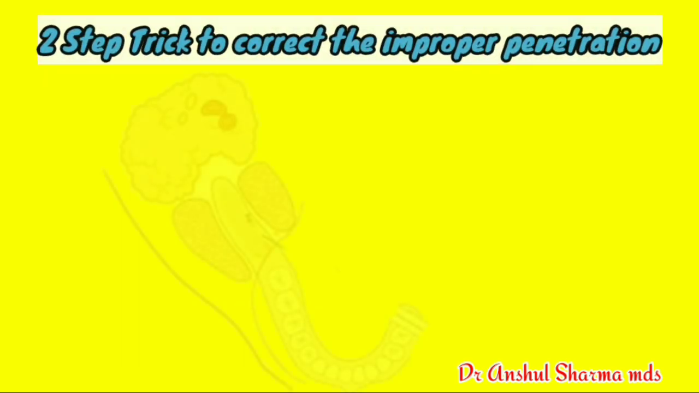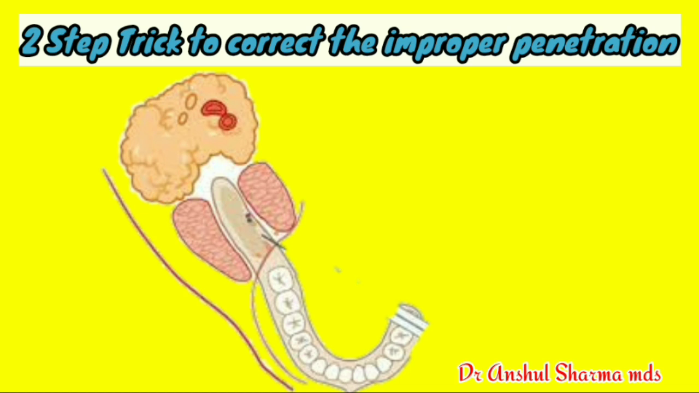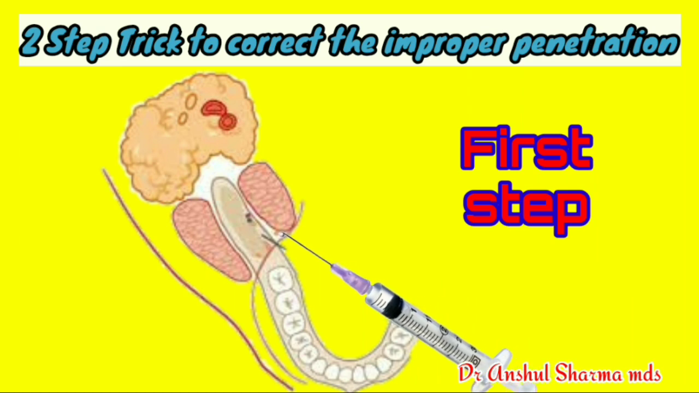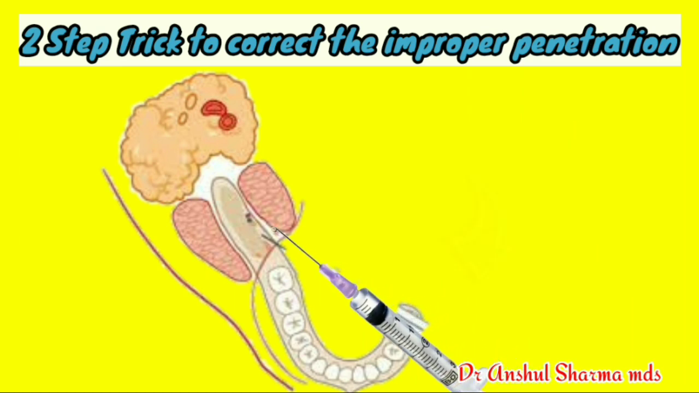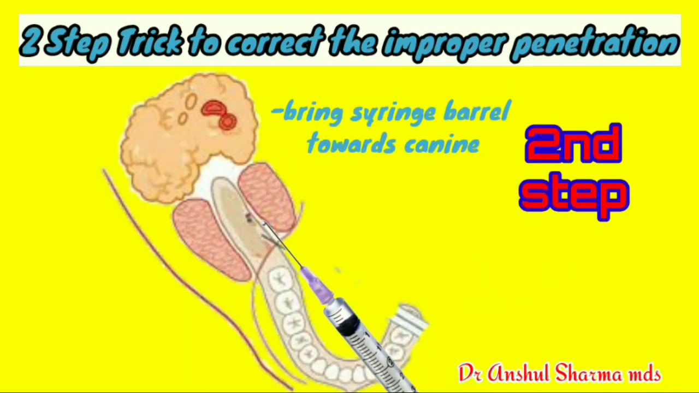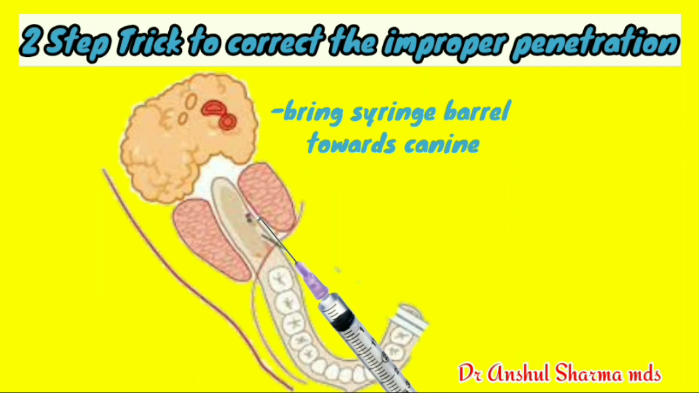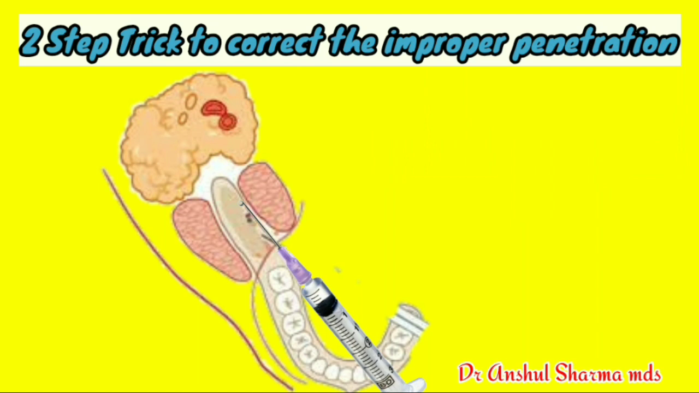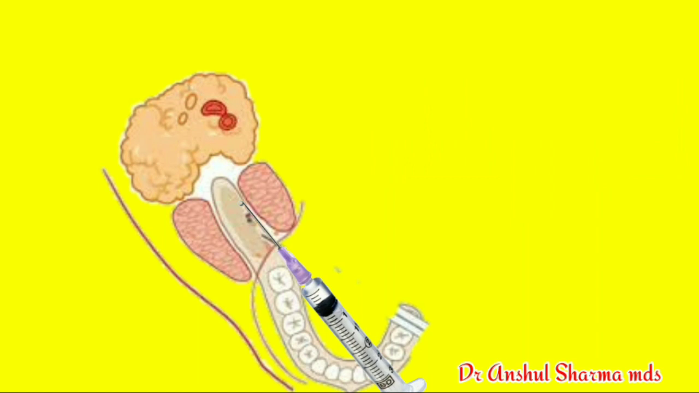Now I will tell you a two-step method to correct the improper penetration. First, withdraw the needle slightly but do not remove it from the soft tissues. Second, bring the syringe barrel around towards the front of the mouth, preferably over the canine or lateral incisor on the contralateral side. Then redirect the needle until a more appropriate depth of insertion is obtained. The needle tip is now located posteriorly in the mandibular sulcus.